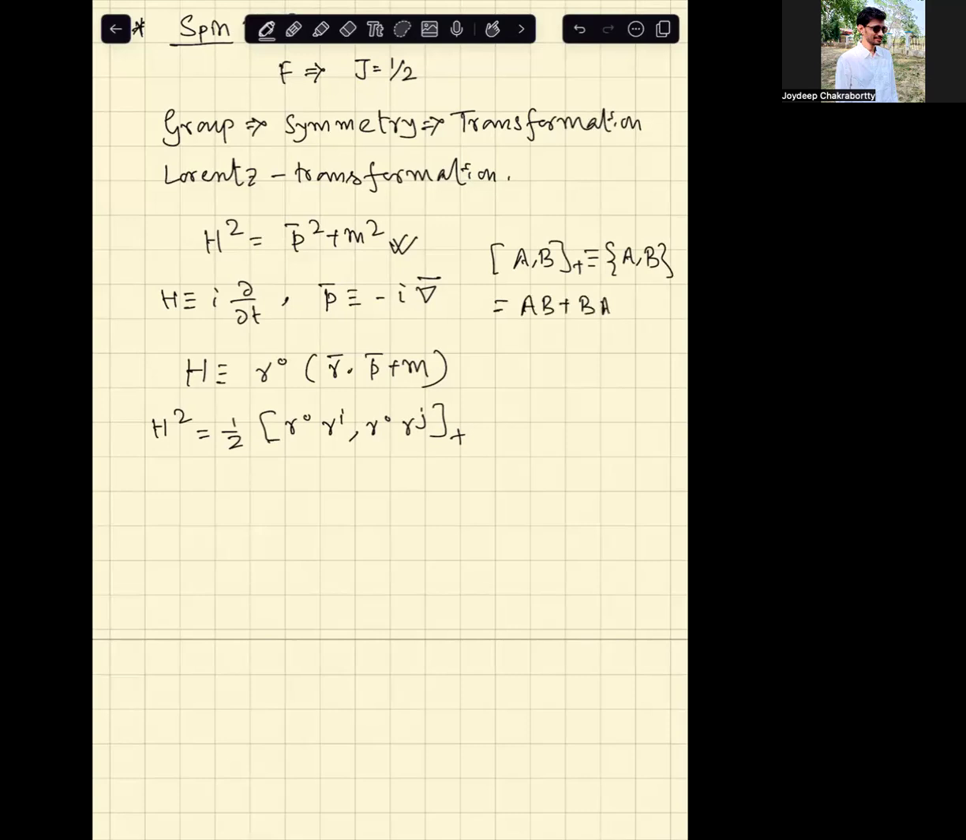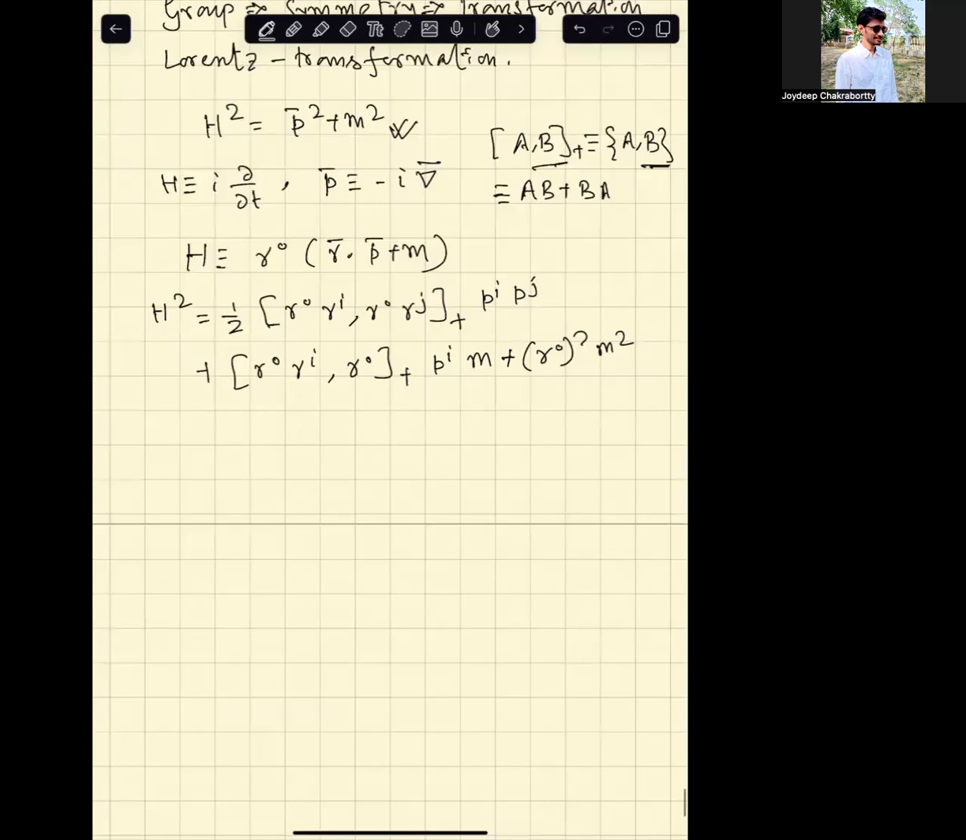So this is how I define my plus. I can use either this convention or this convention, so you should be familiar with both. And then I have PI, PJ plus, you have a gamma 0, gamma I, and then the gamma 0 plus PI M, and then you have the gamma 0 square M square, right?